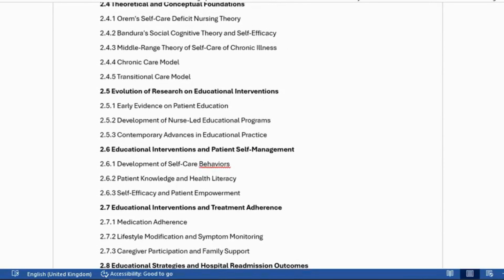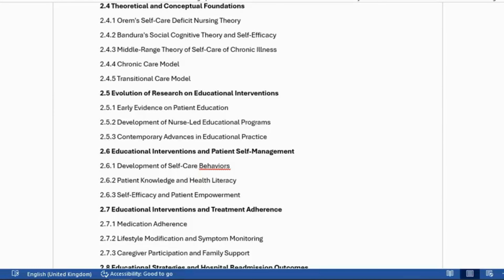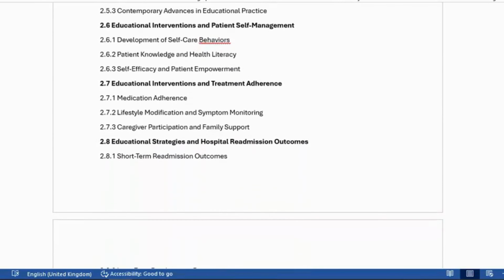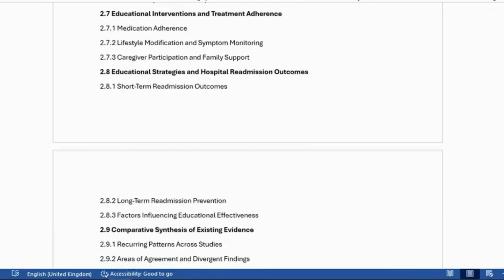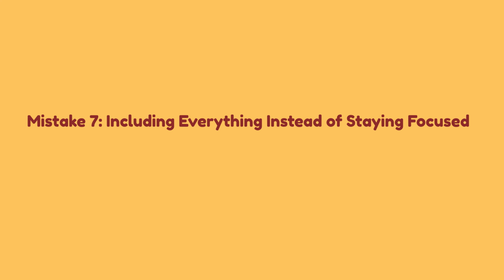Transitions should explain why the discussion moves from one theme to another, while each paragraph should contribute to the overall academic argument. The chapter should gradually move from foundational concepts and theoretical frameworks to empirical evidence, critical synthesis, unresolved issues, and finally the research gap. Mistake 7. Including everything instead of staying focused.